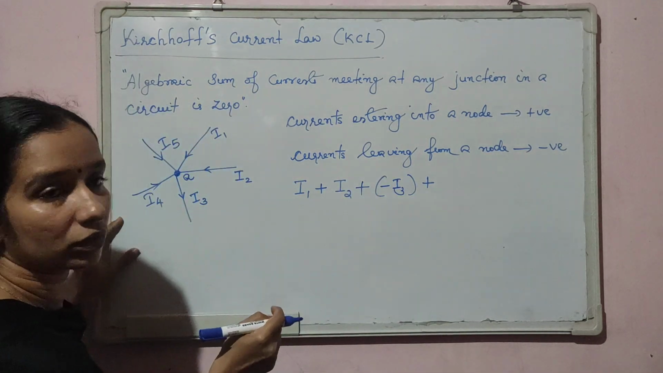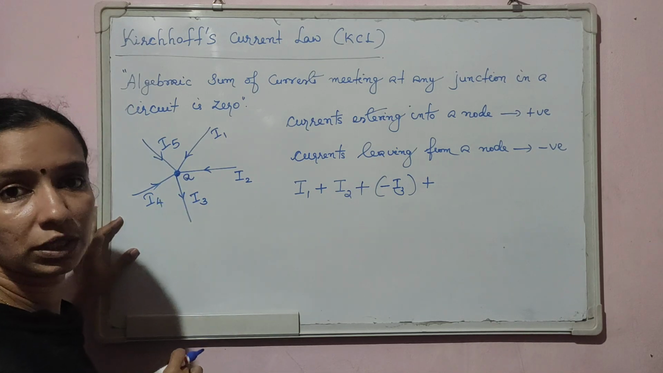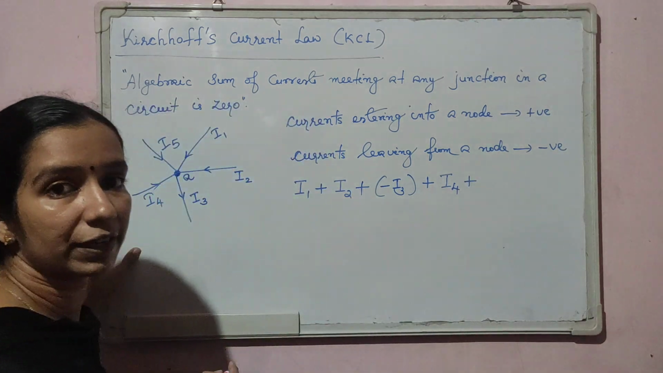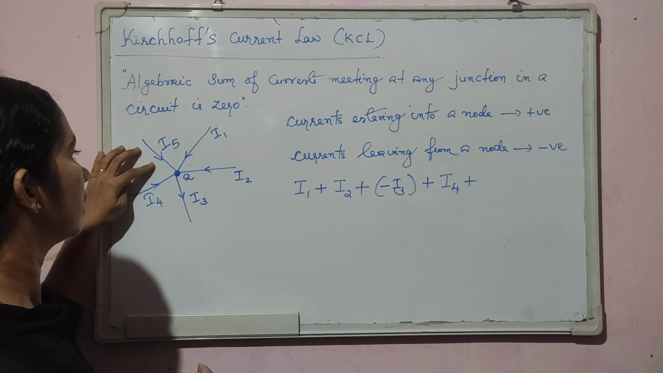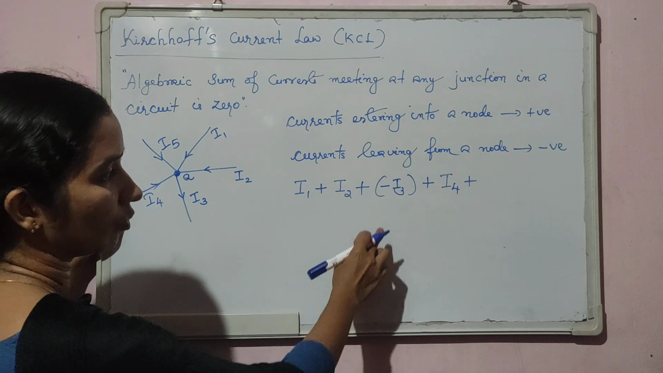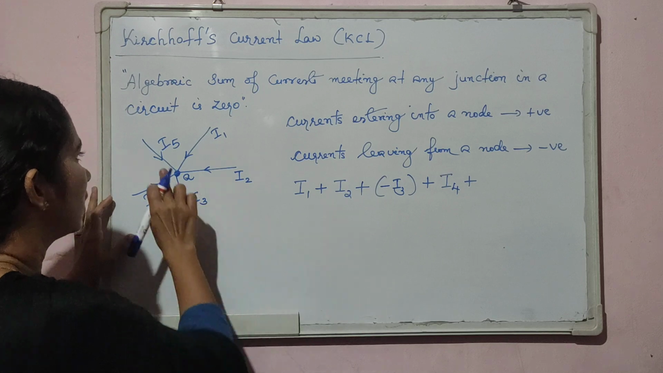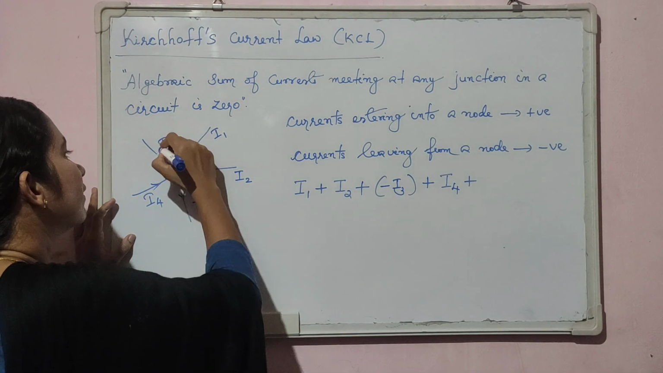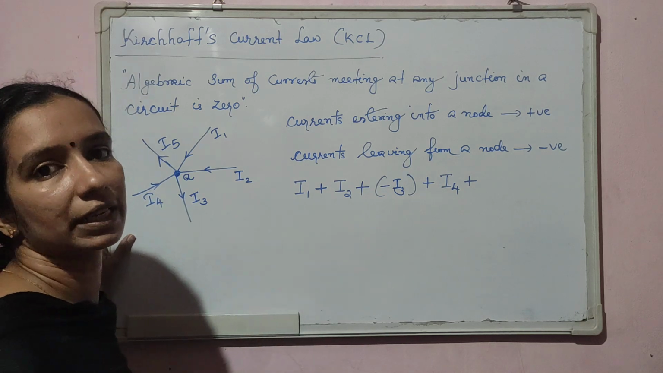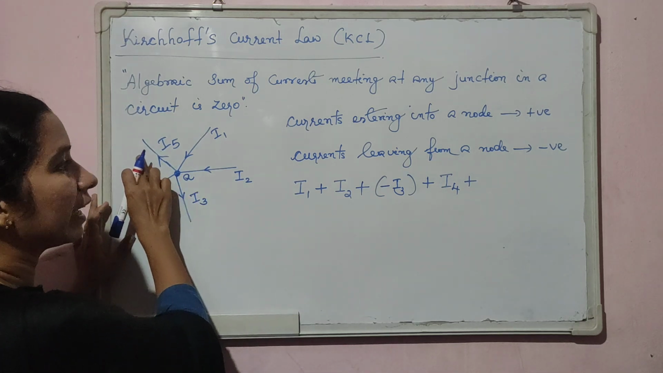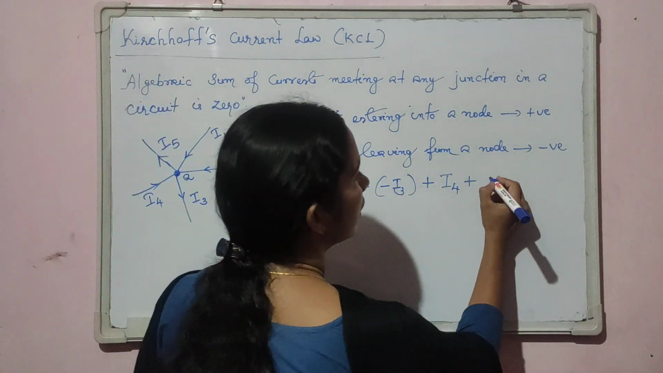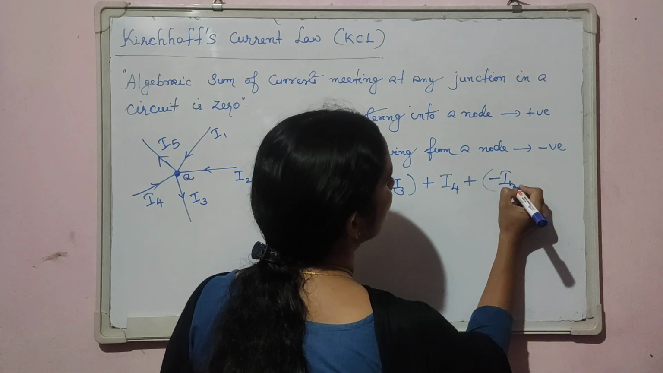plus I4. I4 is again entering into the junction, so I4 will be positive, plus I5. Here this current I5 is shown entering, but we have considered only one leaving current, so just consider this current I5 as leaving from the junction. I5 is a leaving current. As it is leaving from the node, it should be taken as negative. So it will be minus I5.